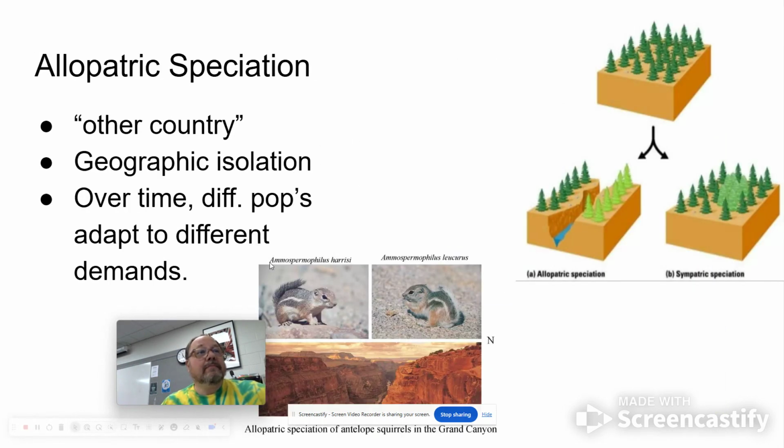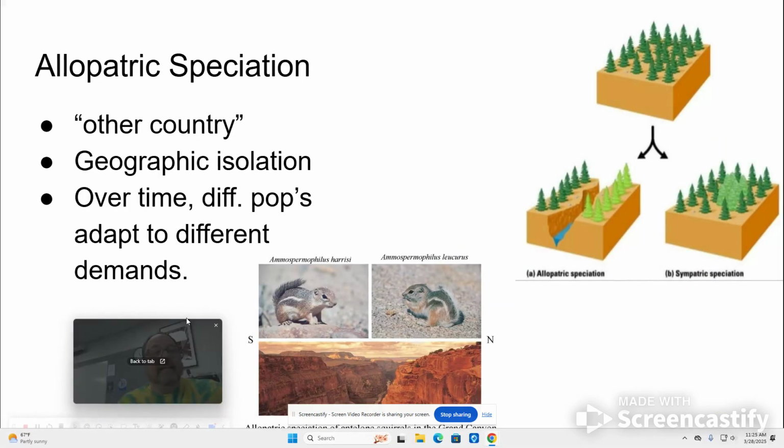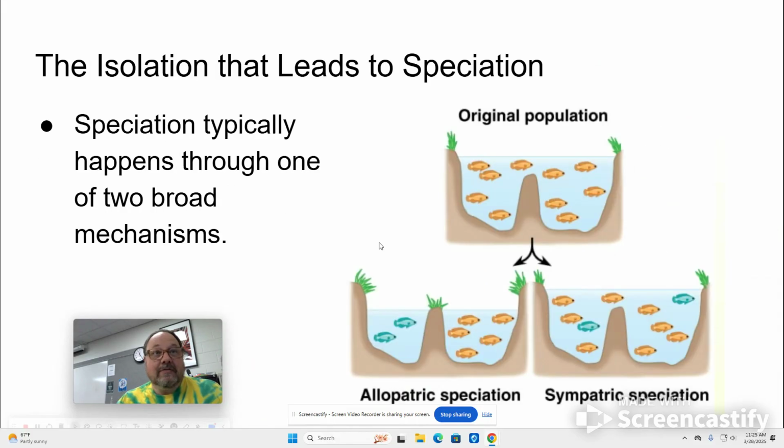Now, the prefix allo means other, and patria means country. So with allopatric speciation, there's basically geographic isolation. There's a physical barrier that separates the populations. So again, allopatric speciation, just know that the populations are physically separated from one another. And so over time, they're going to adapt to those different environments.